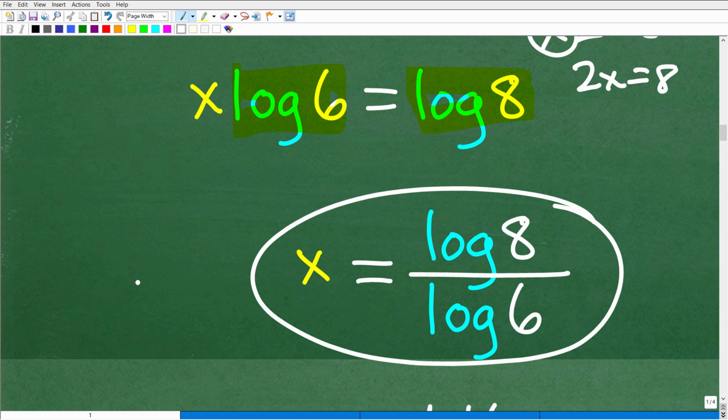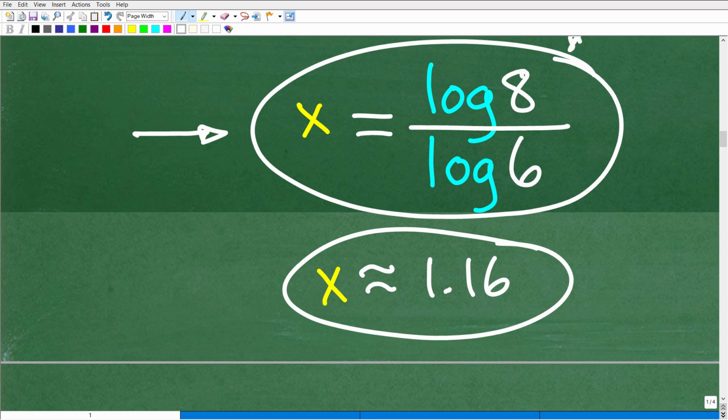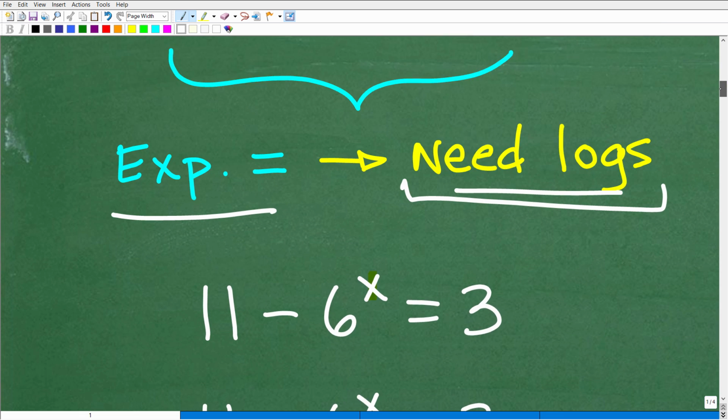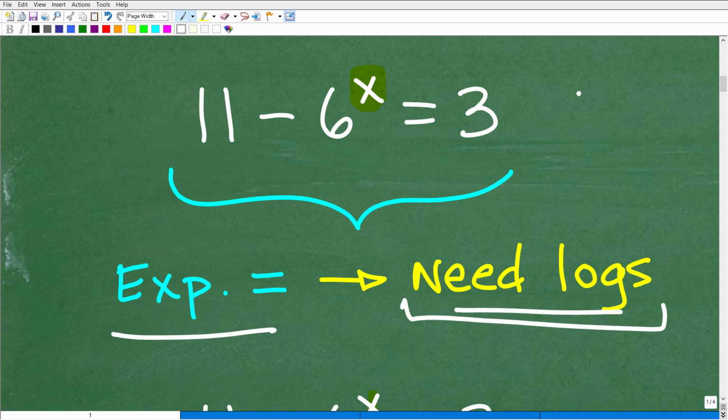Now, once you show your work like this, you can break out your calculator. Oftentimes, your teacher will be perfectly happy with an answer like this, but if the problem states to find a decimal approximation, or write your answer as a decimal, then you're going to have to get your calculator out and type in log 8 divided by log 6, and you'll get x is approximately 1.16. In terms of how difficult this problem is, I would say it's probably a 3 out of 10.